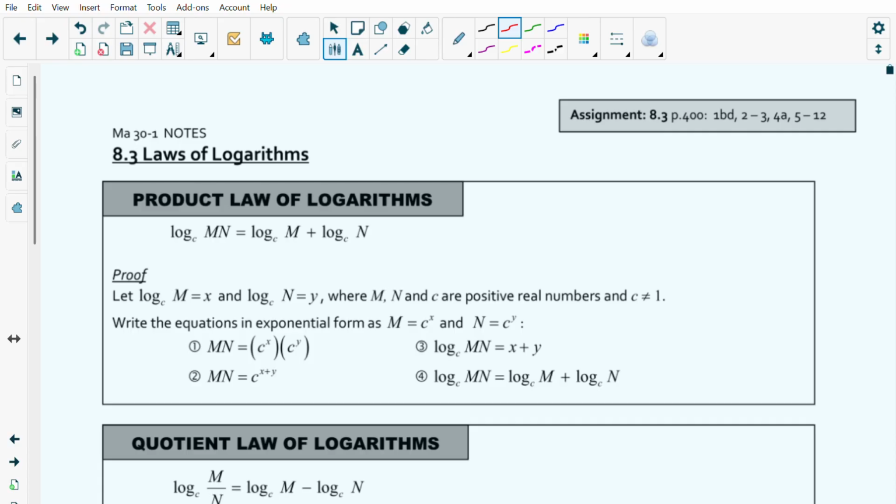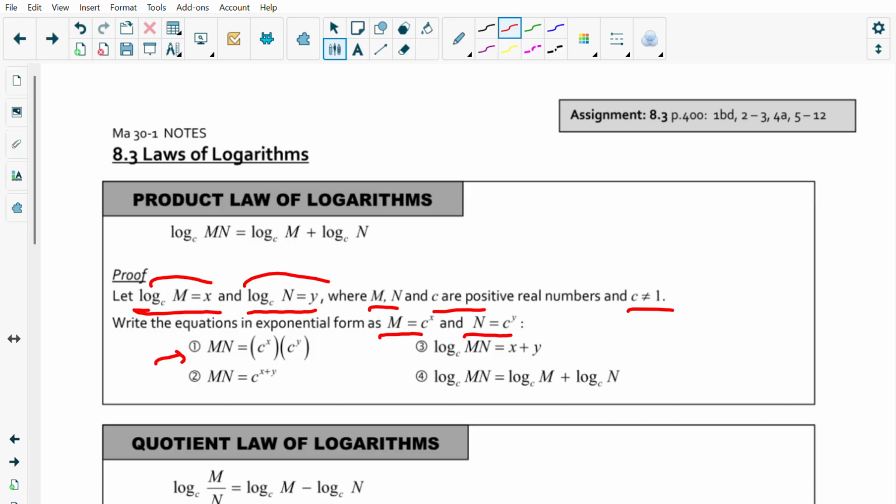Log base c of m times n equals log base c of m plus log base c of n. It's like you can separate the two of them, okay? Here's the proof. Let log base c of m equals x and log base c of n equals y, where m and n and c are positive real numbers and c is not equal to 1. Write the equations in the exponential form. So m equals c to the x and n equals c to the y, right? So we're changing these into exponential form.